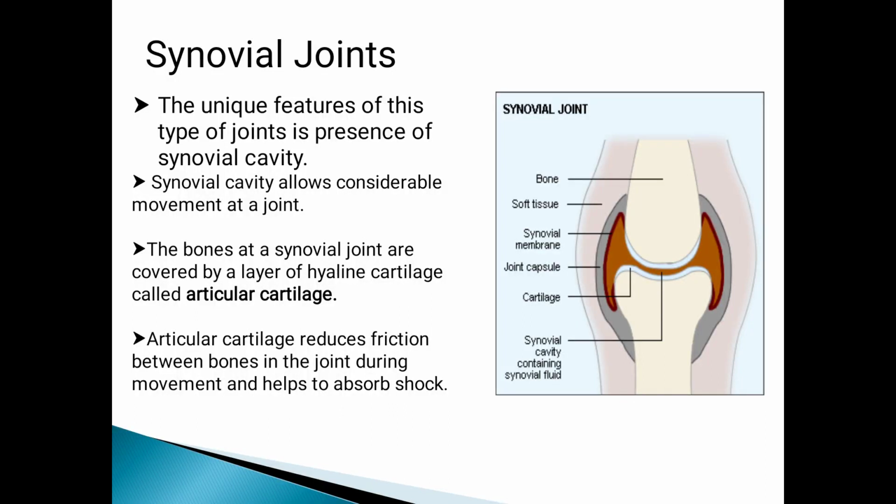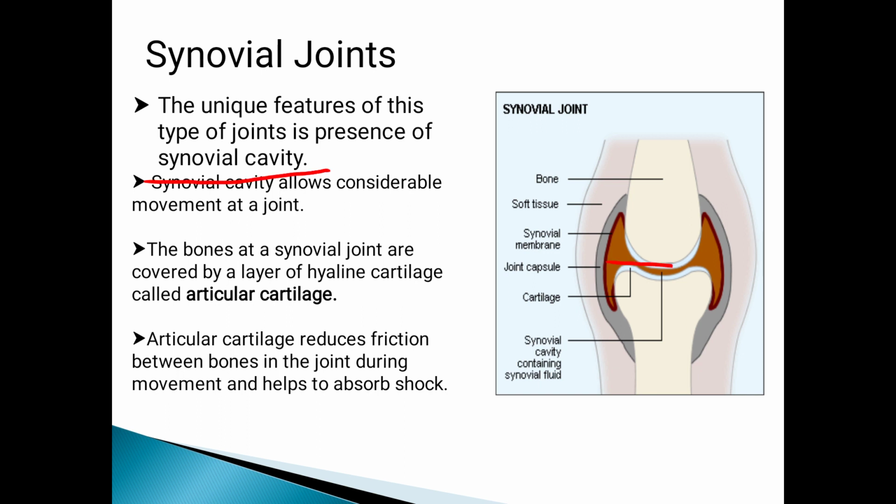Hello, good morning students. So we'll continue with the next part of joints, that is synovial joint. We have already covered the two different types of joint, that is the fibrous and cartilaginous joint. In those we covered that there is no synovial cavity and hence there is no movement. The unique feature of this type of joint is the presence of this synovial cavity.